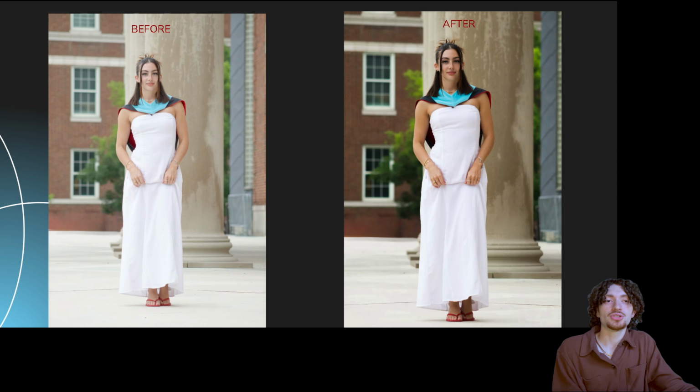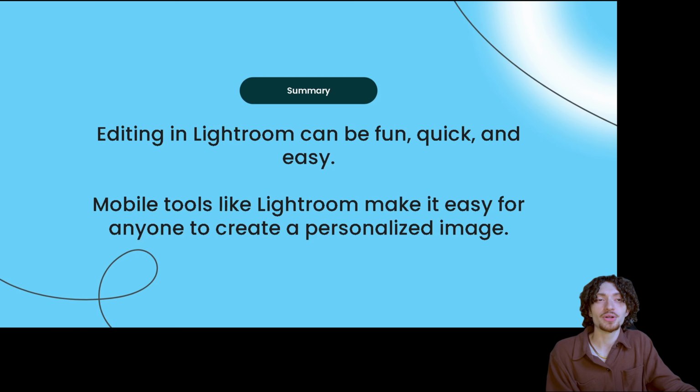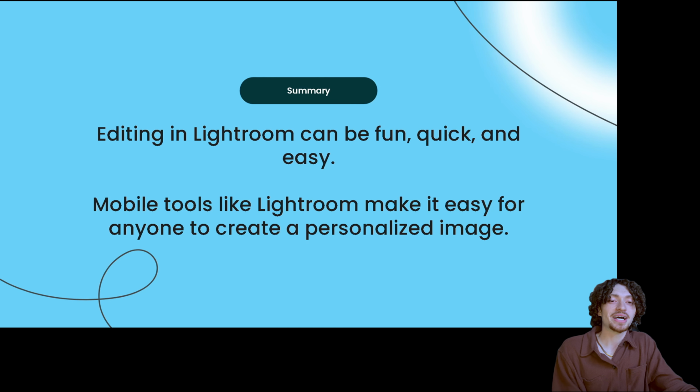So today I showed you how to use Lightroom Mobile and how it's an effective tool for editing photos on the go. We covered three main elements to photo editing that can help dramatically change the impact of your photo. So the next time you're out with friends and you guys have a photo that didn't come out quite right, you're now more equipped to deal with those challenges.